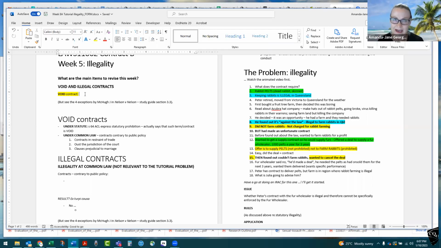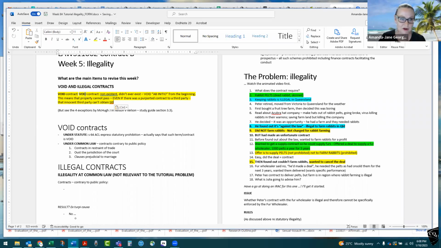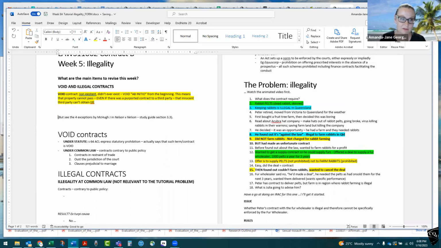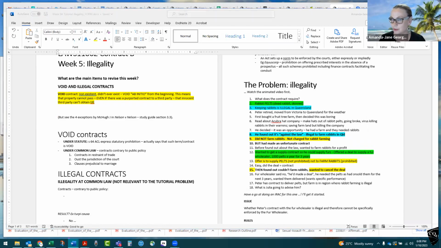That's right. You can't pass title via a void contract because you never had a contract to start with, because it's void ab initio. Yes? Lovely. Okay, so in between void contracts and voidable contracts, there is another little beastie called unenforceable contracts. Unenforceable contracts. So what is an unenforceable contract?